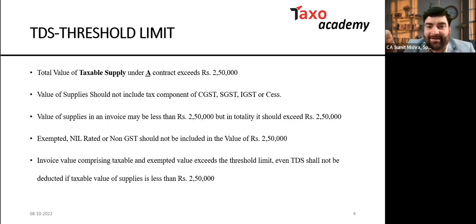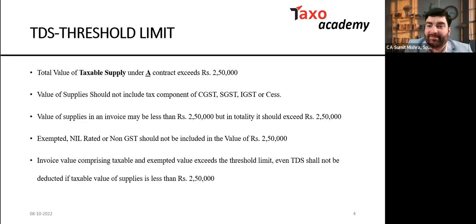So what I said: taxable supply, you have to remember taxable supply. Second, value must exceed 2,50,000 without tax. Like I mentioned here, value of supply shall not include tax component. For example, why am I saying tax component? For example, I have taken an example of 2,60,000. I have to pay to A 2,60,000 inclusive of tax.